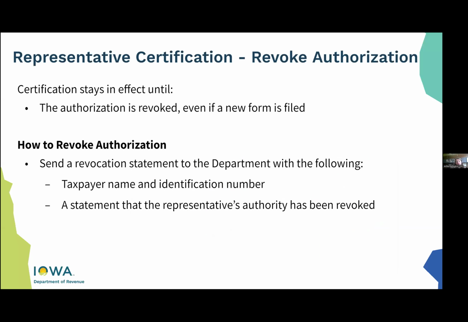So again, with the authorization here, revoking it is just as important. It's important to know that the certification stays in place until that authorization is revoked, even if a new form is filed. So to revoke authorization, you would need to send a revocation statement to the department that includes the taxpayer name, identification number, and a statement that the representative's authority has been revoked.